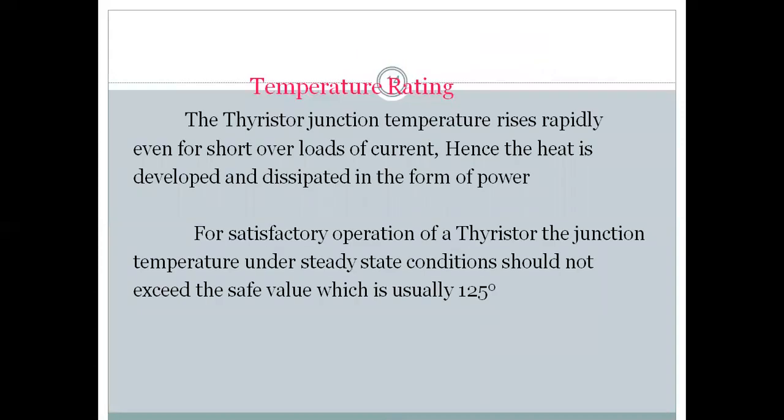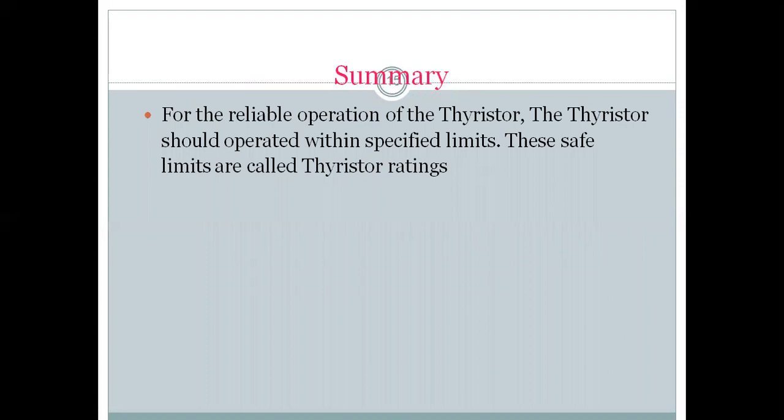The thyristor junction temperature rises rapidly even for short overloads of currents. Hence, heat is developed and dissipated in the form of power. For satisfactory operation of thyristor, the junction temperature under steady state condition should not exceed the value of usually around 125 degrees centigrade. For reliable operation, thyristors should operate within specified limits. These safe limits are called thyristor ratings.